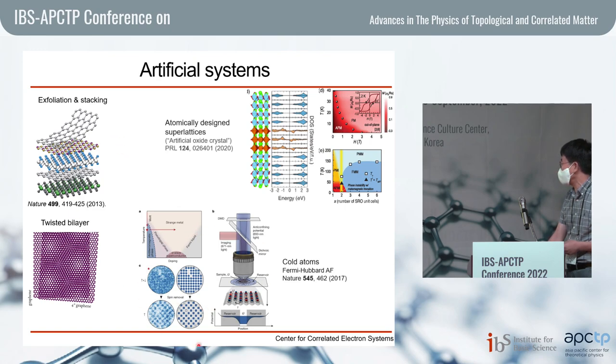But you can also play the game with cold atoms. Using cold atoms, you can, for example, simulate the Fermi Hubbard antiferromagnet or Hubbard model. There's a more conventional way, and that's growing thin films. So people grew atomically thin films, and you can grow superstructures, or you can grow ultra thin films, and you can manipulate. So that's the direction that I took when I joined the center.